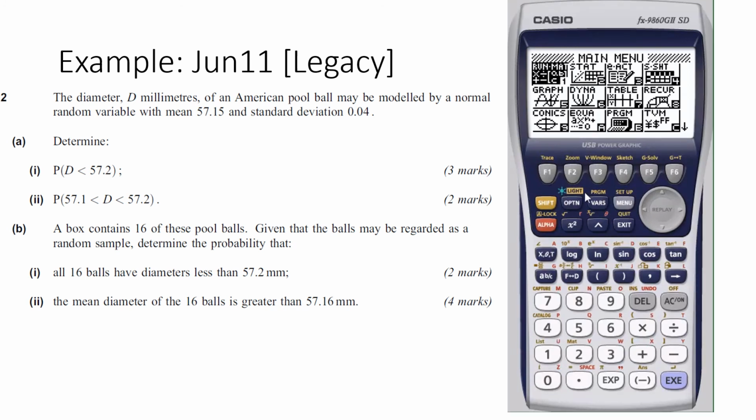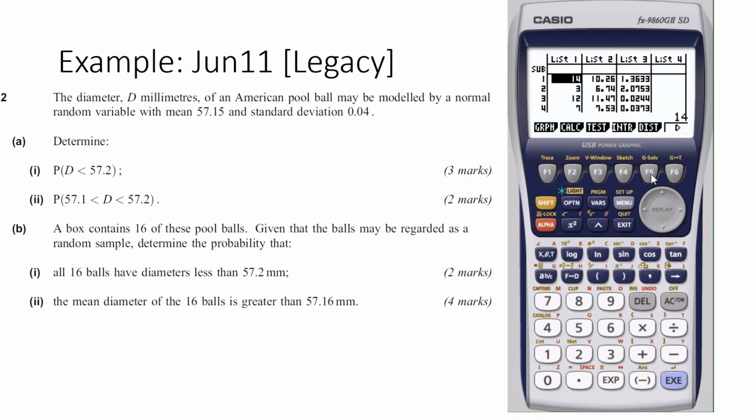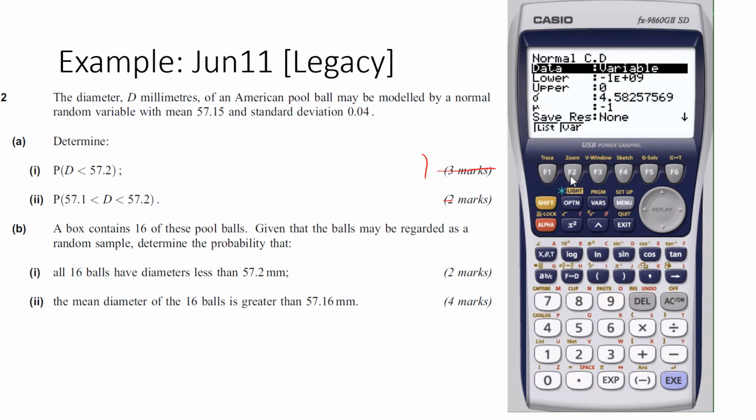And if this time we have a lower of 57.1, I'll be honest with you, you'll be asked for one of these, and whichever one you were asked for would only be worth 1 mark. So lower 57.1 and upper 57.2 with your sigma first of 0.04 and mu 57.15. 0.789.